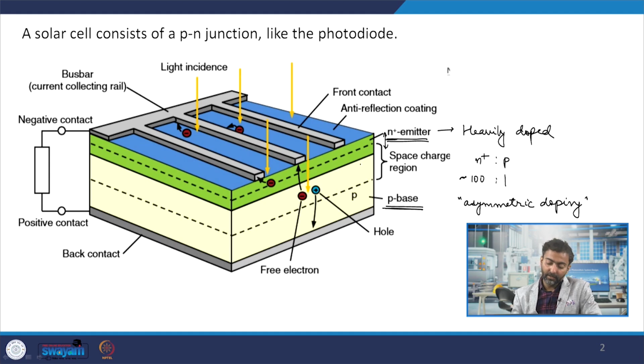And the depth of the depletion region or the space charge region, as we call it, that also will be asymmetric. If you look at the depth of the space charge region on the n plus side and you compare it with the depth of the space charge region on the p side, it will be in the reverse ratio. So if we are doping in the ratio of 100:1, your depth of the space charge region on n plus side to p side would be of the order of 1:100.